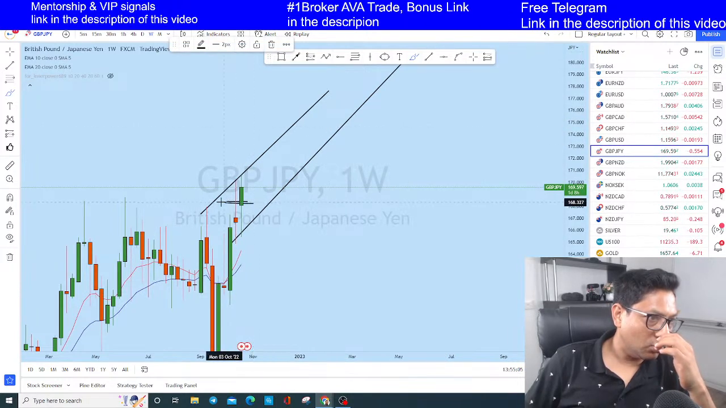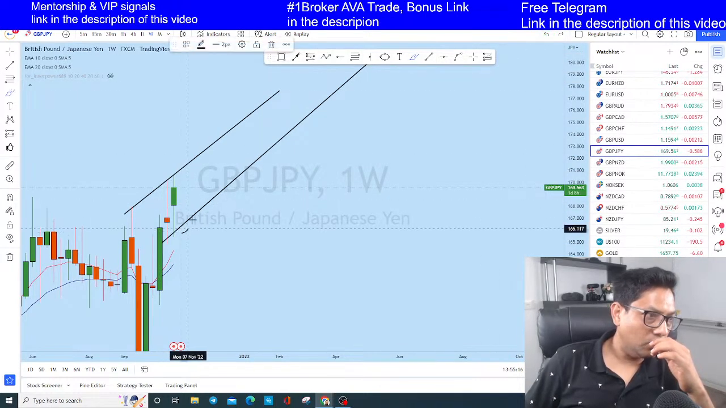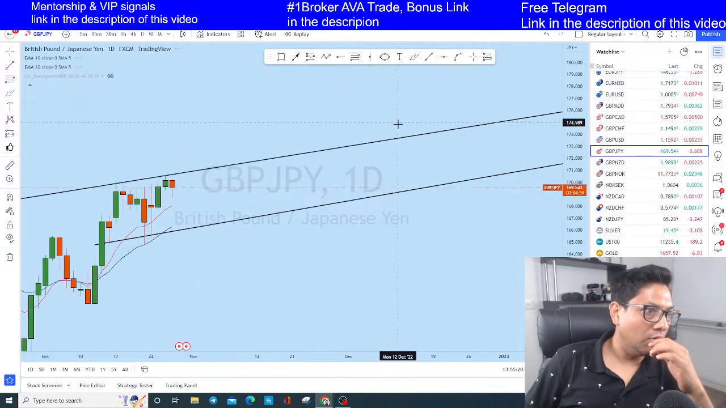We might see this one closing as a doji again, coming back down. At the end of the week we might see a double doji, and what I think is that the next one might do the same thing, come back down and go up again.